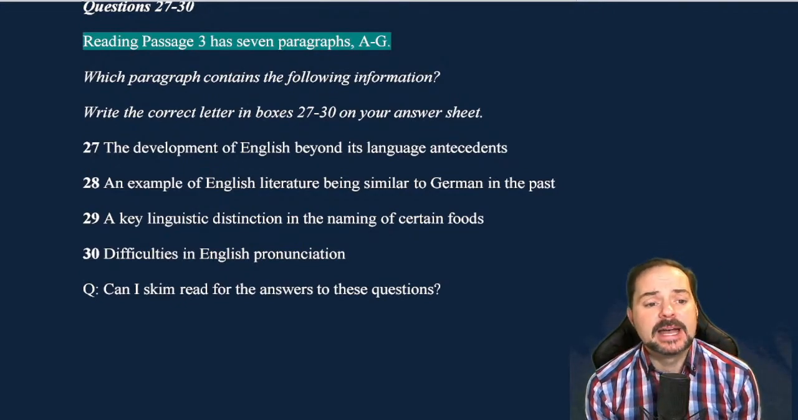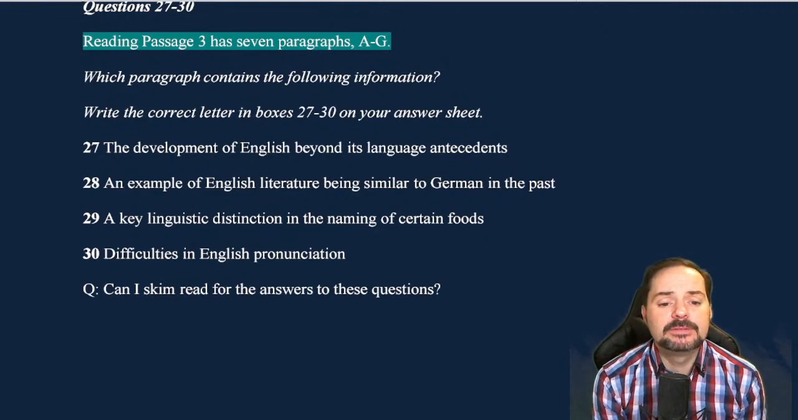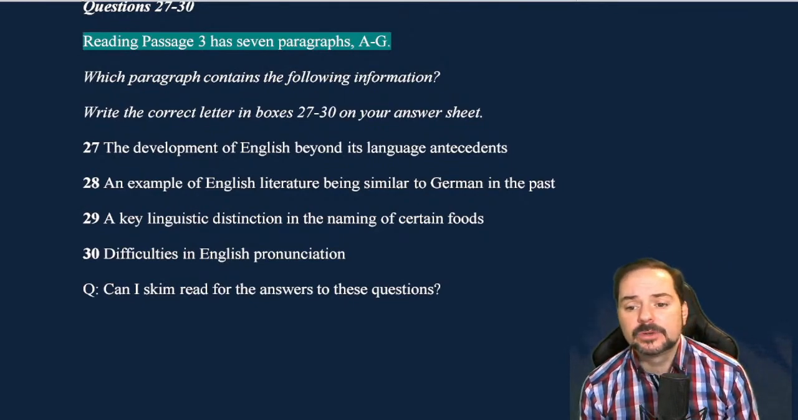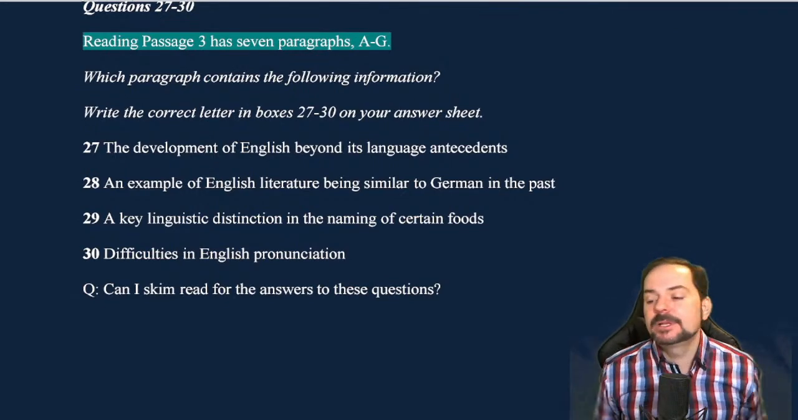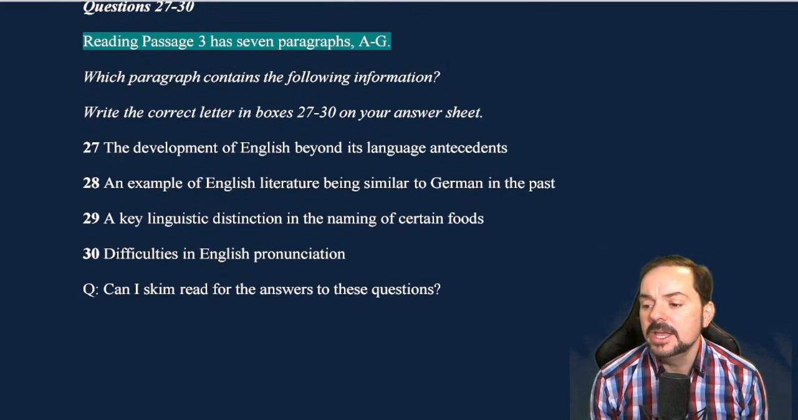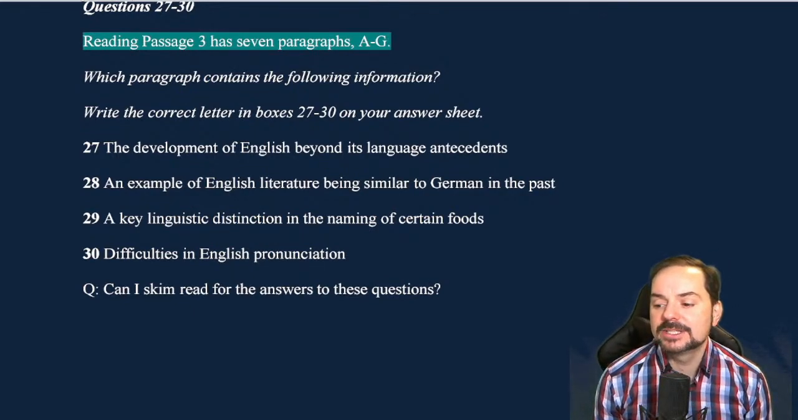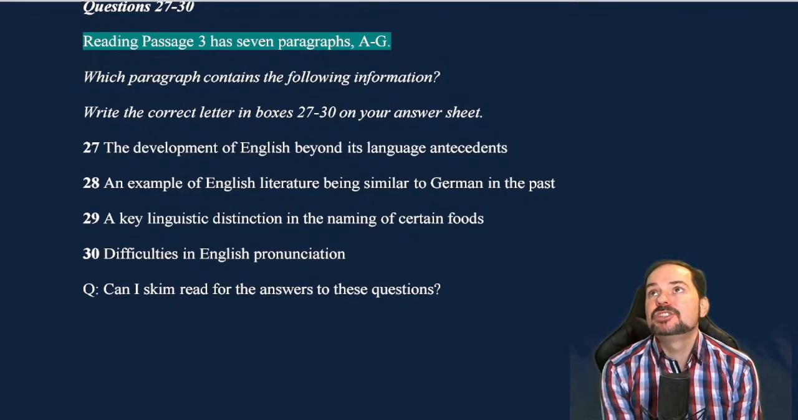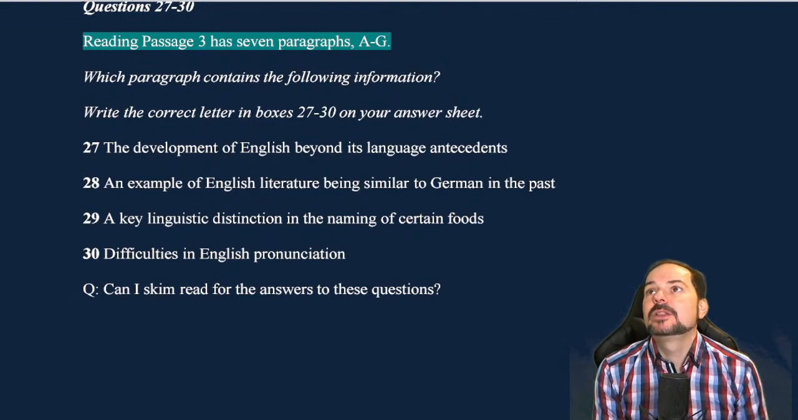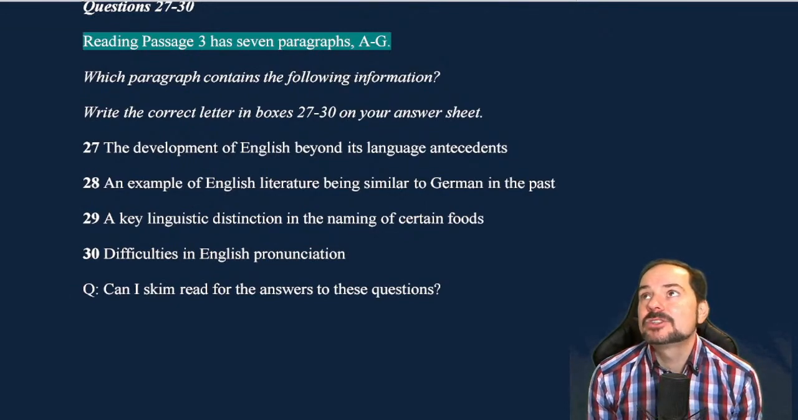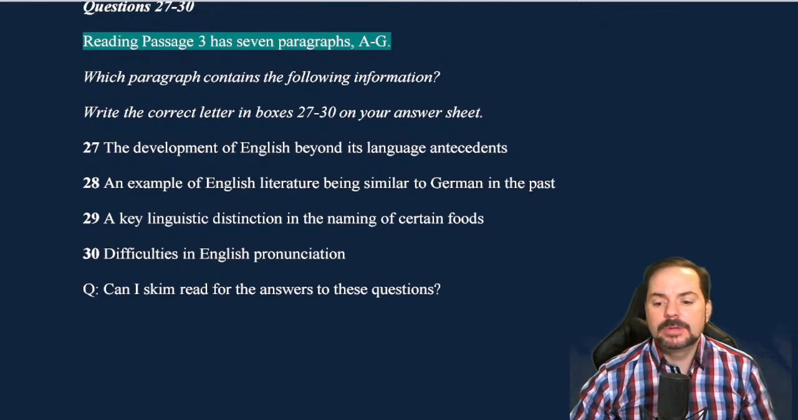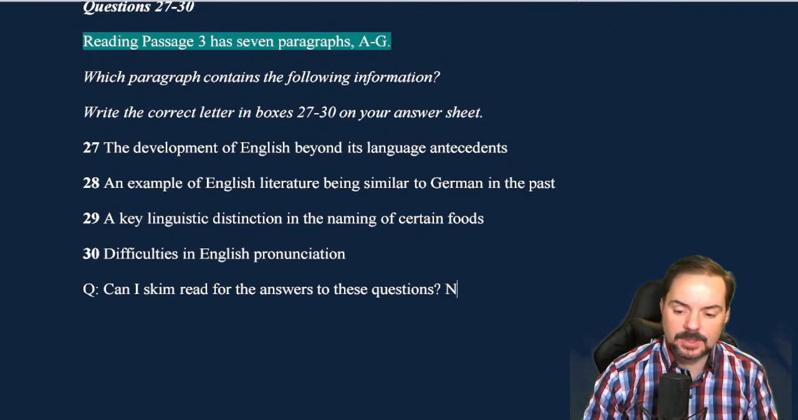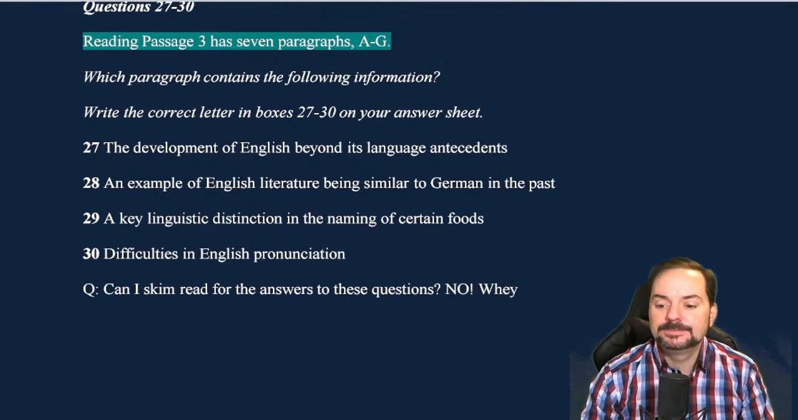Like, can I skim read the passage and for 27, skim read and find the keyword like development or the keyword antecedents and then answer that one and go like, ooh, okay, picked up the point. Okay, Janelle says no. Mal says nope, absolutely not, no. Okay, all right. I'm looking at the General English Help channel there as well.